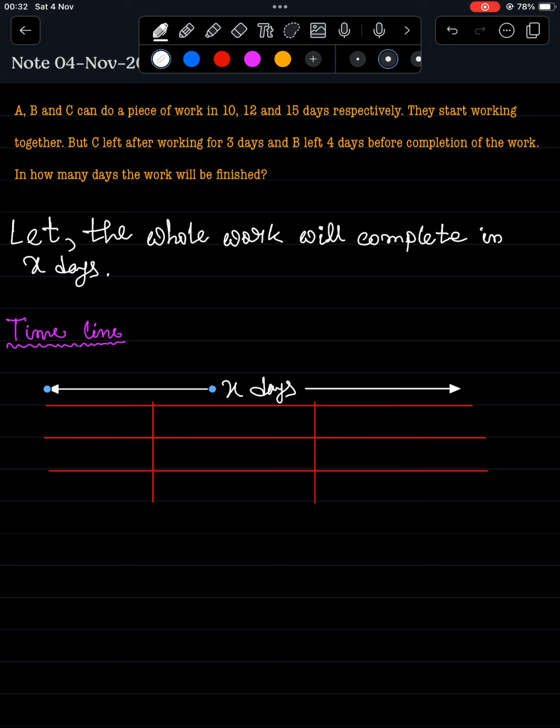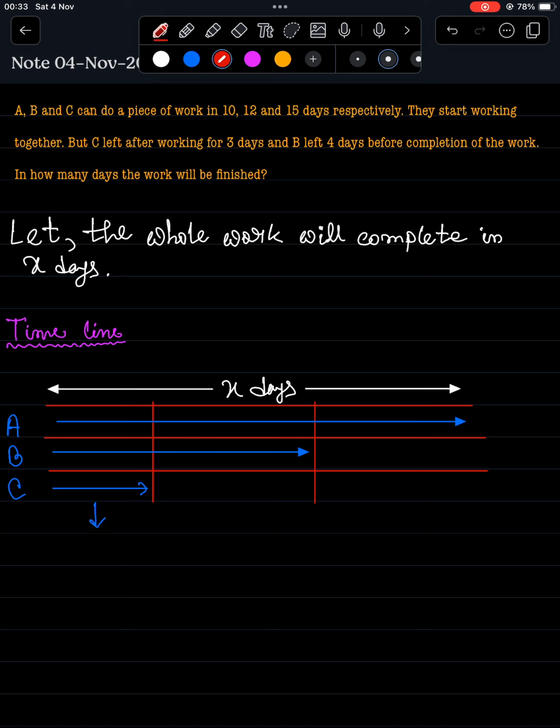Three persons, A, B and C. A has done his part of the job for the total time period, which is X days. B has worked for X minus 4 days and C has done the work for 3 days only. The first column represents A plus B plus C. All of the three have been working together, and the last column represents that only A was working. The second column represents where A and B are working together.